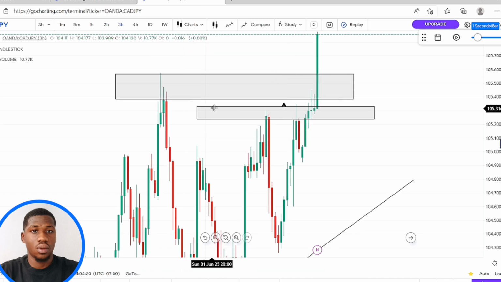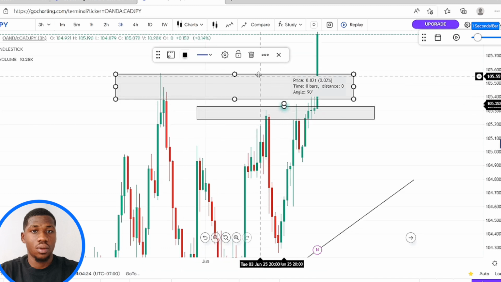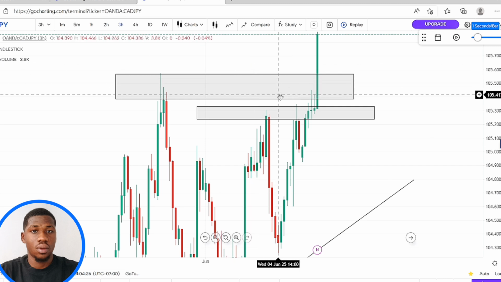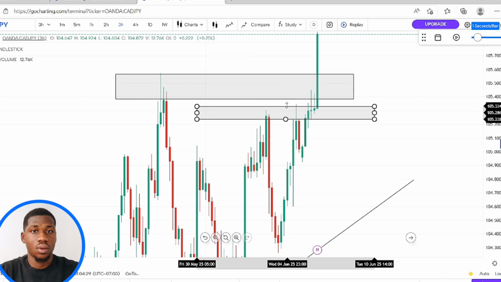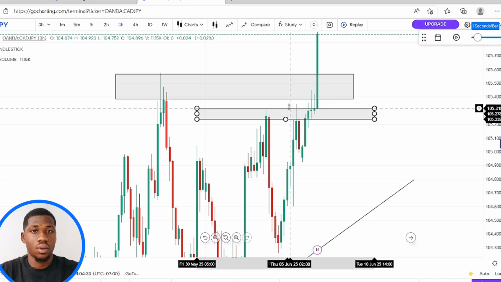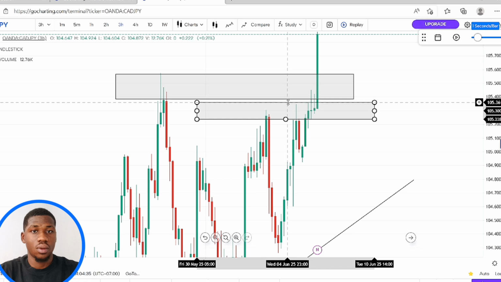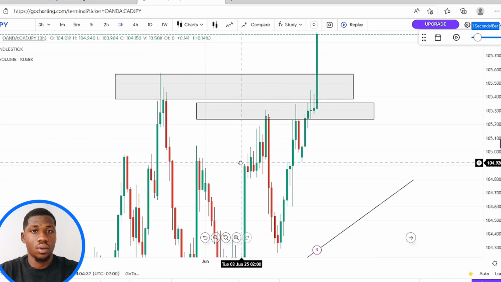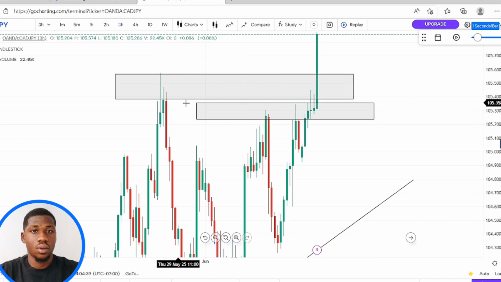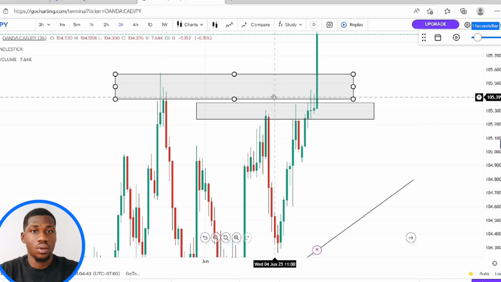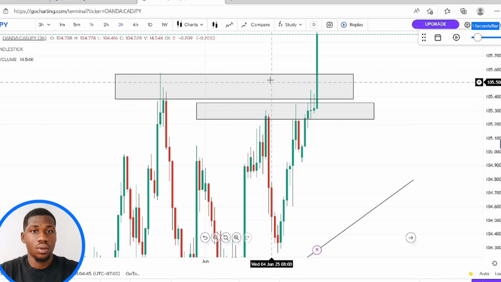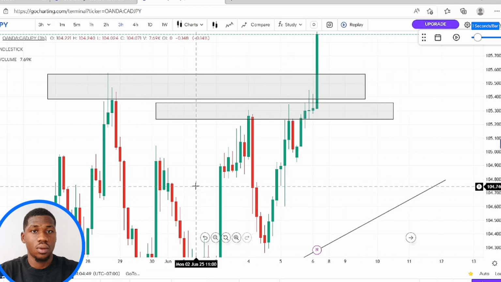Let me adjust the zone properly. Let me take this out. Guys, patience. So let's just cover the top of this wick. You can see from here, this level is independent, from the body to the wick. So we have space. Since you have space like this, it indicates an independent zone on its own. So each one stands on its own.